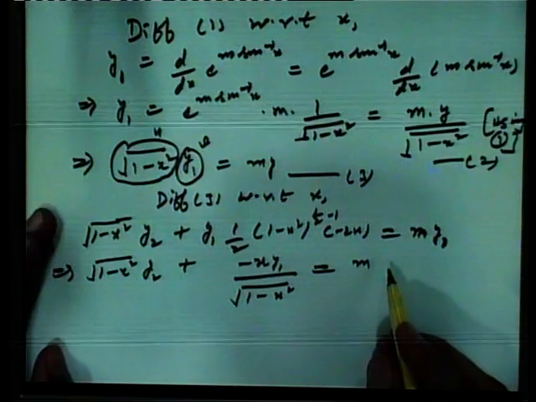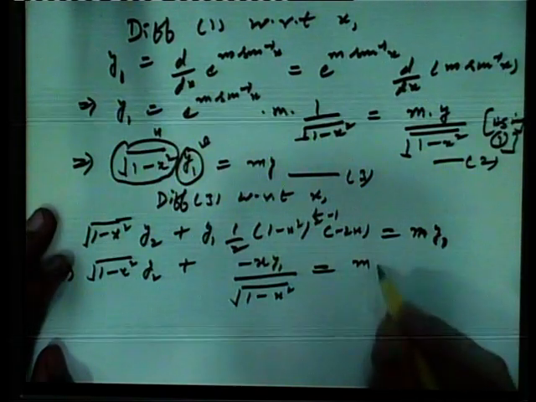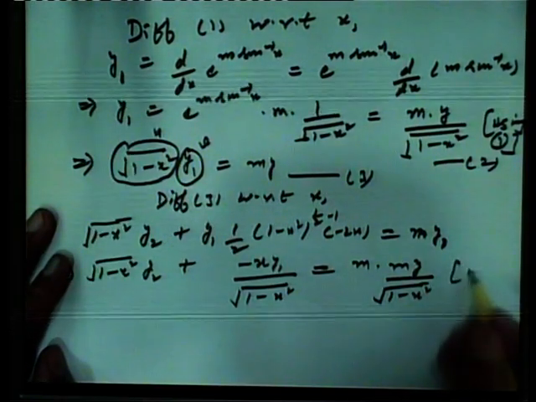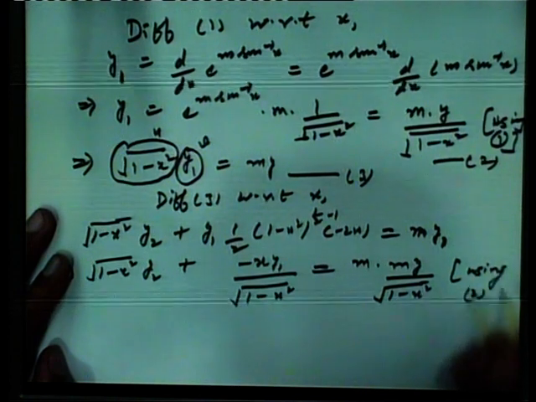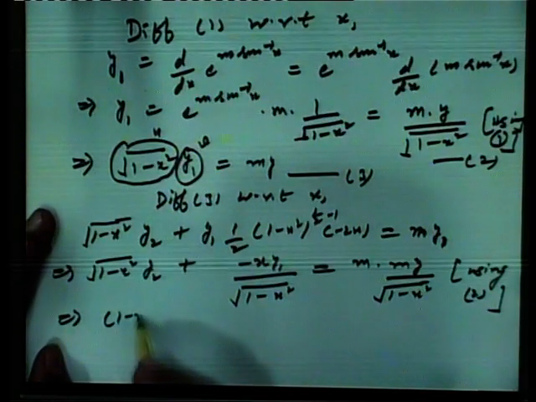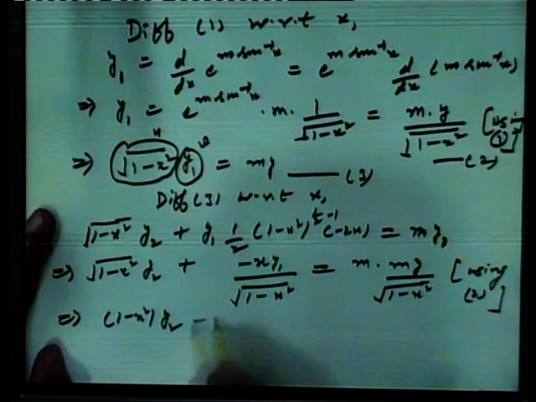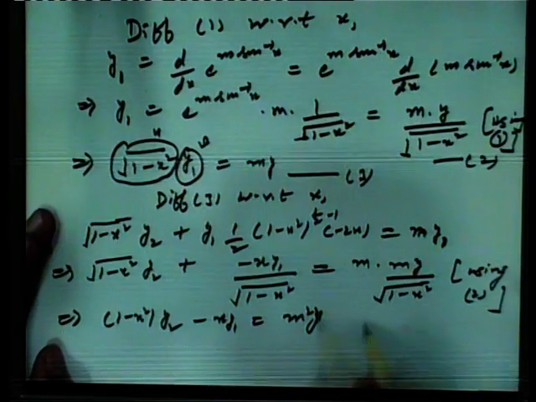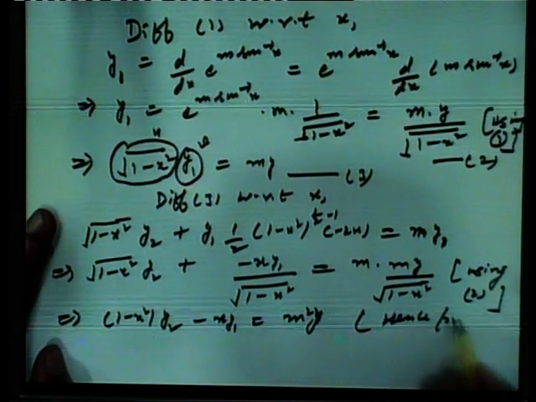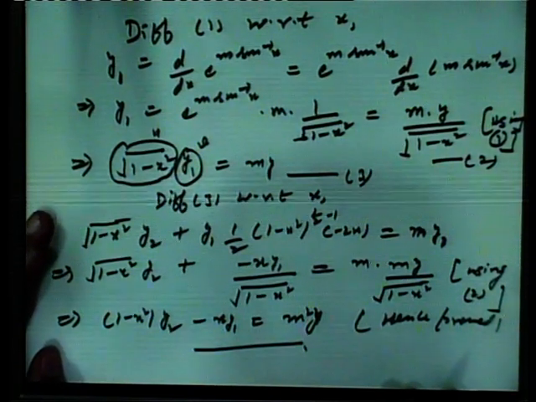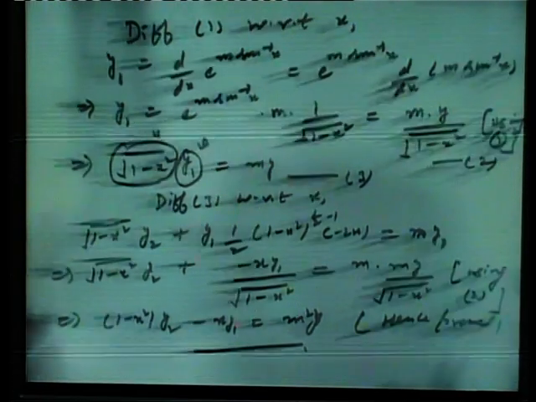Now, the value of y1 is from using equation number 2. So, on cross multiplication we get (1 minus x square) y2 minus x y1 is equal to m square y. So, hence proved. So, with the help of double differentiation you can prove this equation very easily. So, let us take another example of a similar kind.